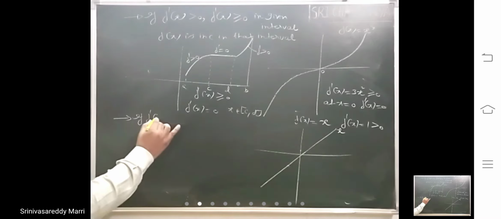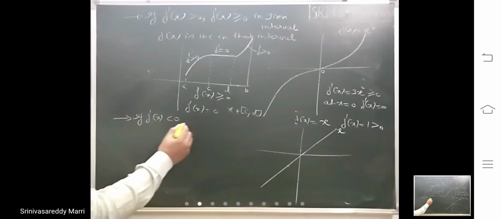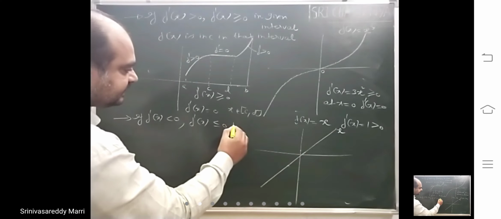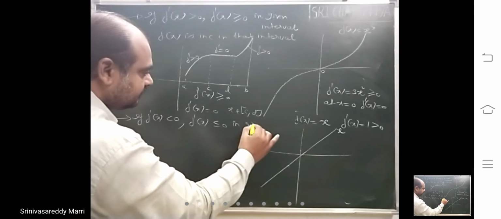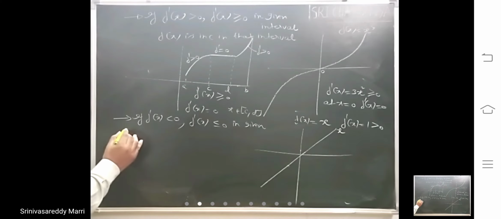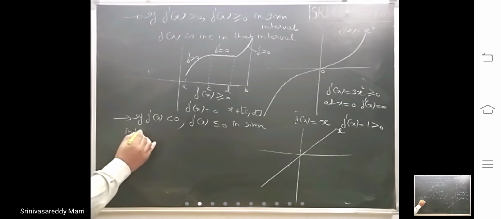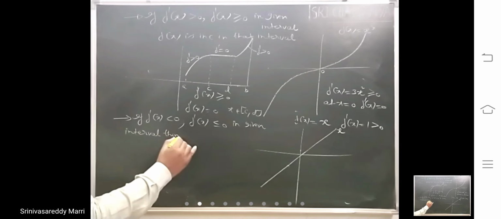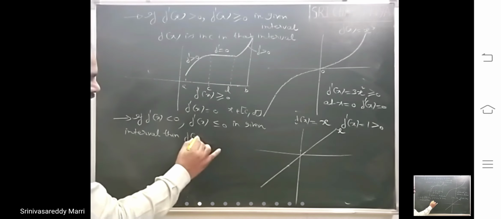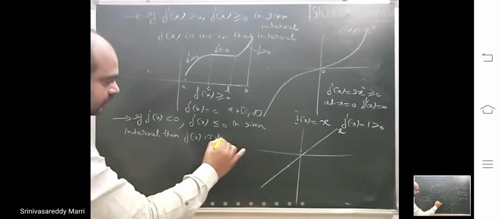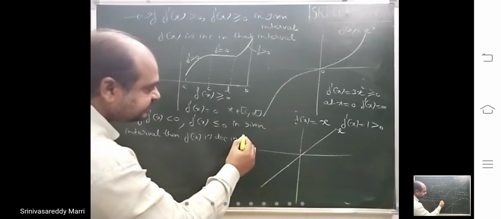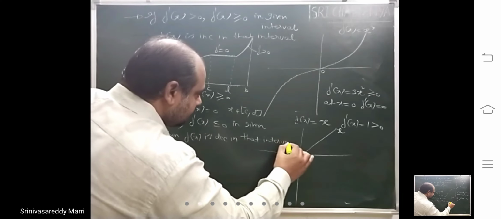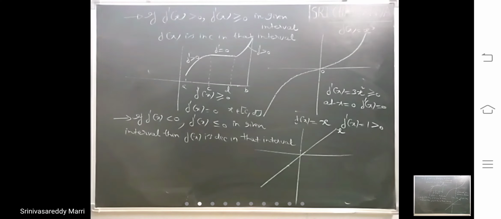Suppose f dash x less than 0 in the given interval, then f of x is decreasing in that interval.